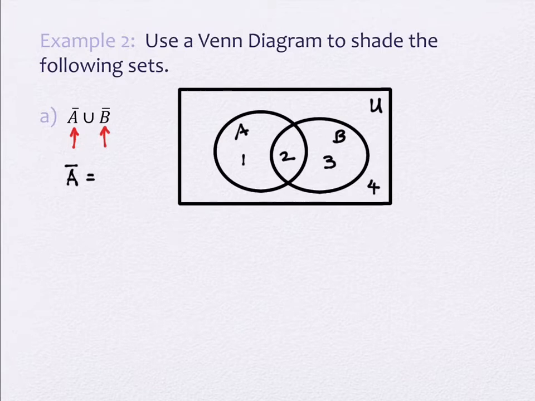1 and 2 are in the A region. We want A complement, so 3 and 4. Complement means everything not in A. That would be 3 and 4. 3 and 4 are not in A.